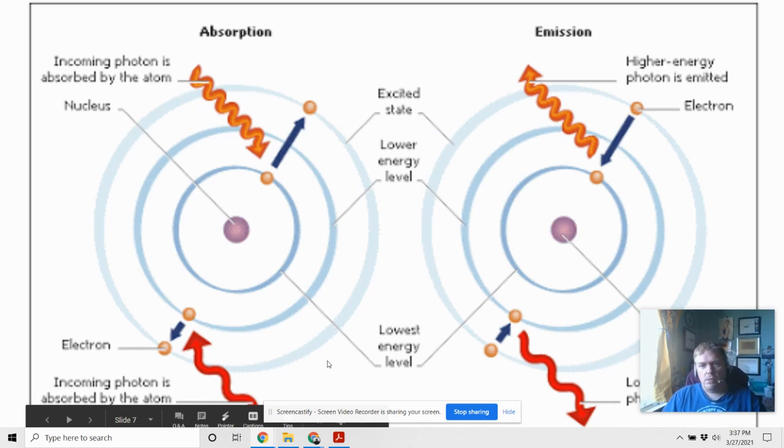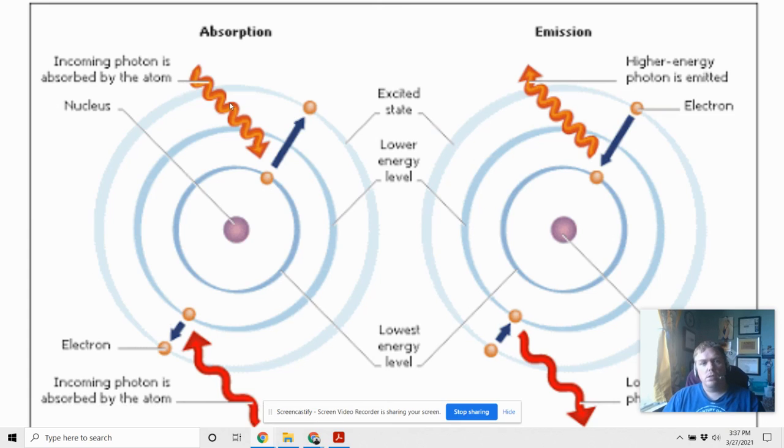Okay, this is talking about photons. Photons either come in and are absorbed by an electron, or they're released when the electron drops down an energy level. But again, it's all about the photons being absorbed or emitted. And when we look at light, we typically look at the photons being emitted by something.